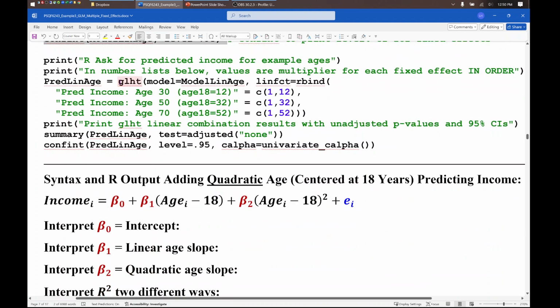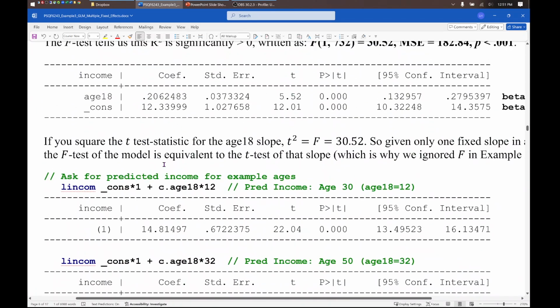Then here I'm using a function called GLHT. That stands for General Linear Hypothesis Test, and what it's going to do is do math on my fixed effects. So I'm generating predicted income levels for a 30-year-old, 50-year-old, and 70-year-old, just as I did above, by saying I need one beta 0, and I want to plug in 12 where age goes because I'm predicting age 30, and 12 plus 18 is 30. So the same logic underlies this code as described up above for these LINCOMs.